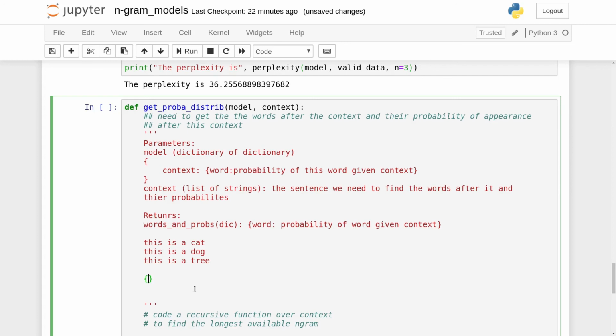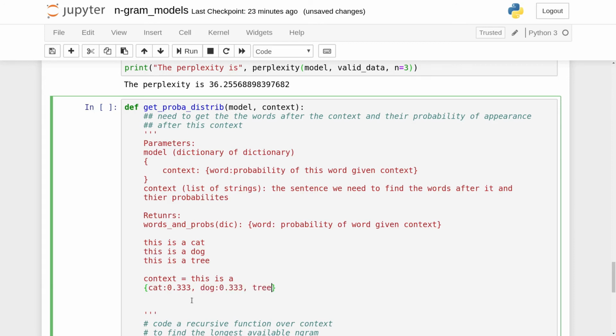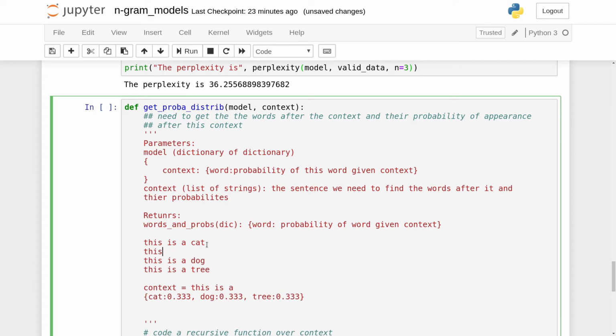So if this is my data, I need this function to return the probabilities given this context. The context is going to be "this is a", and the output of this function should be cat with probability 0.33, dog with probability 0.33, and tree with probability 0.33. And if we have another "this is a cat", then in this case cat will be 0.5, dog will be 0.25, and tree will be 0.25 as well. So using our model, we just need to return all the possible words that come after this context and their probabilities, because we are going to use this information in order to generate text.